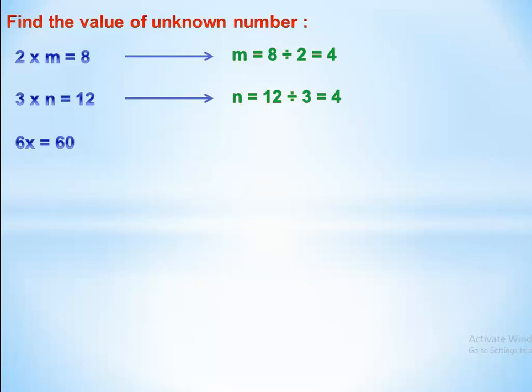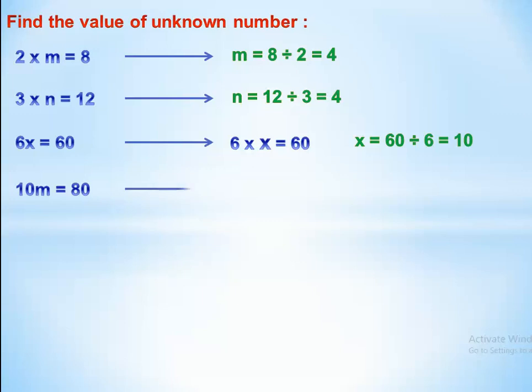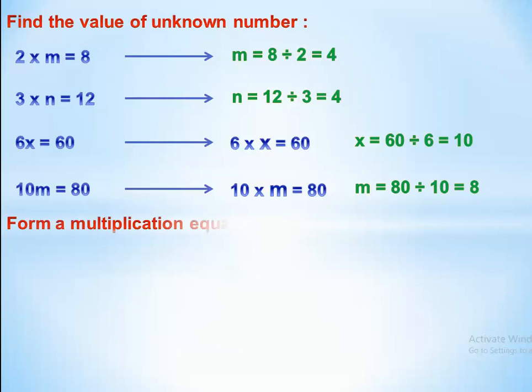6x equals 60. 6x means 6 times x equals 60. So x equals 60 divided by 6 equals 10. 10m equals 80, which means 10 times m equals 80. So m equals 80 divided by 10 equals 8.